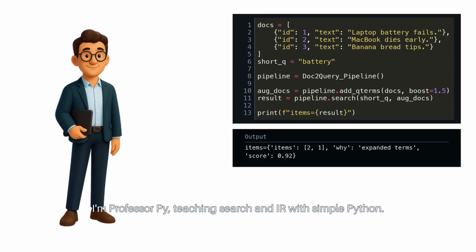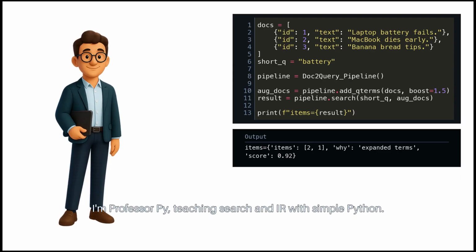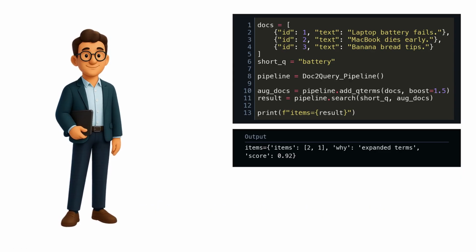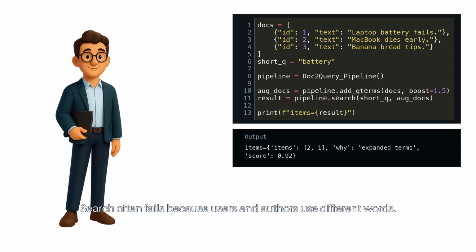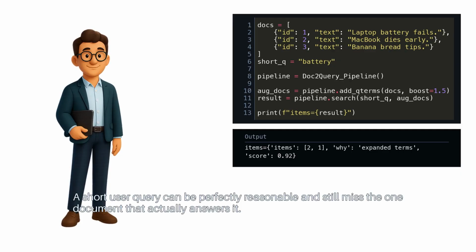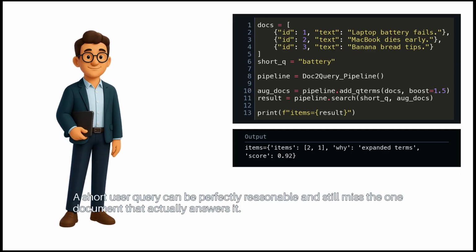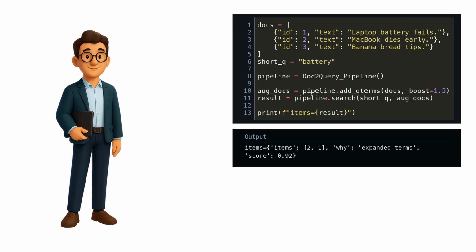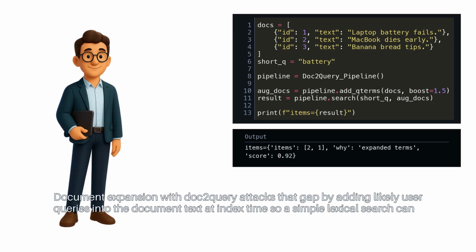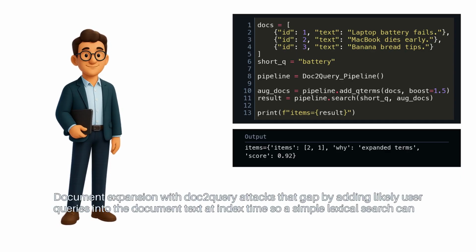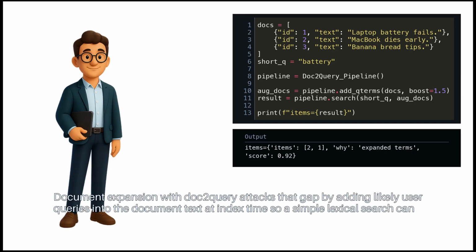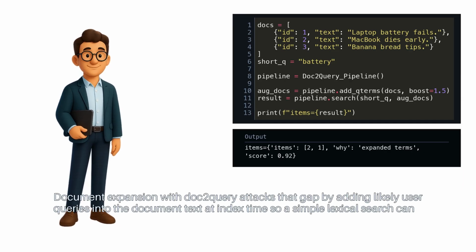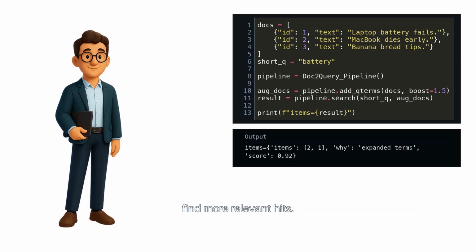I'm Professor Pi, teaching search and IR with simple Python. Search often fails because users and authors use different words. A short user query can be perfectly reasonable and still miss the one document that actually answers it. Document expansion with doc2query attacks that gap by adding likely user queries into the document text at index time, so a simple lexical search can find more relevant hits.